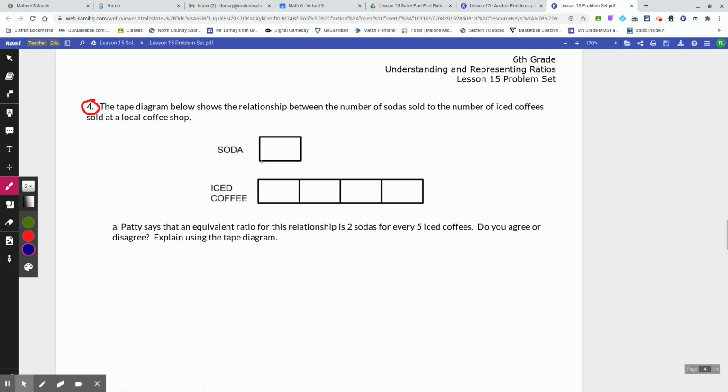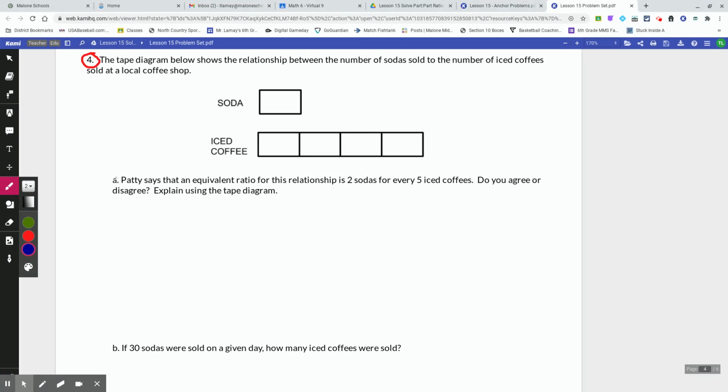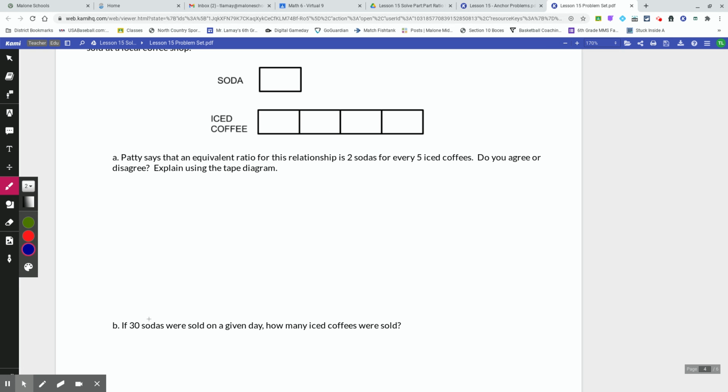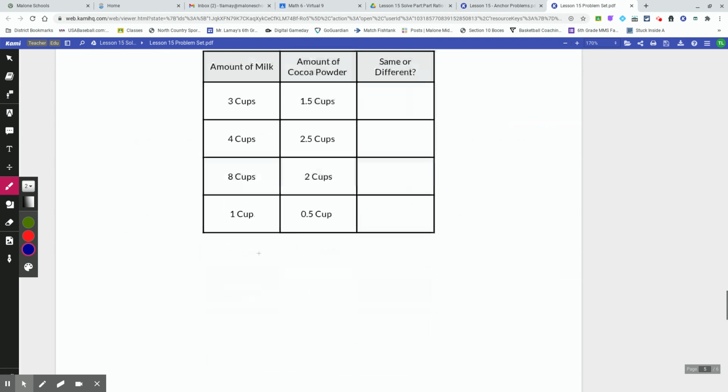Number 4, they give you a tape diagram. And then you have to answer these couple questions down here, both A and B. It says Patty says the equivalent ratio would be 2 to 5. Could that be true? And then you explain why. And then B was just like our other one. If you have 30 sodas, so literally you're going to put a 30 here, you got to figure out how many iced coffees there would be. And then you don't have to do number 5.